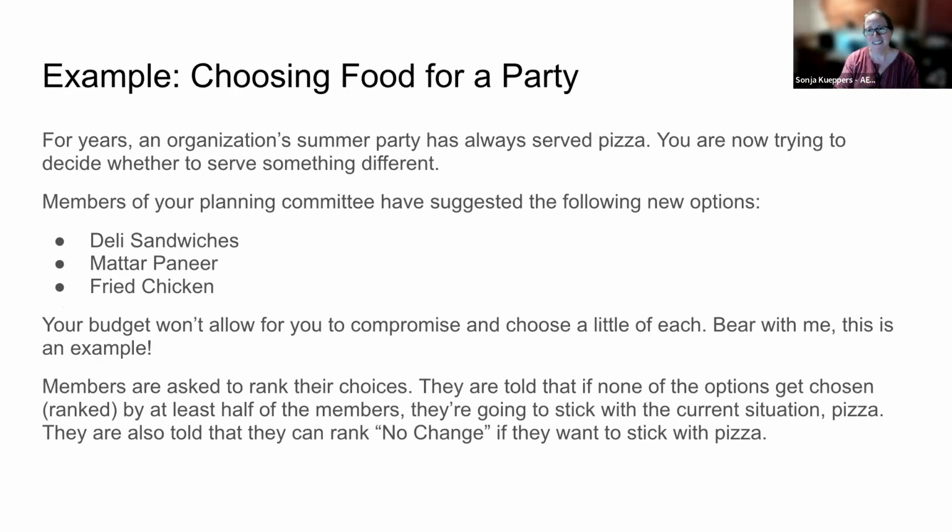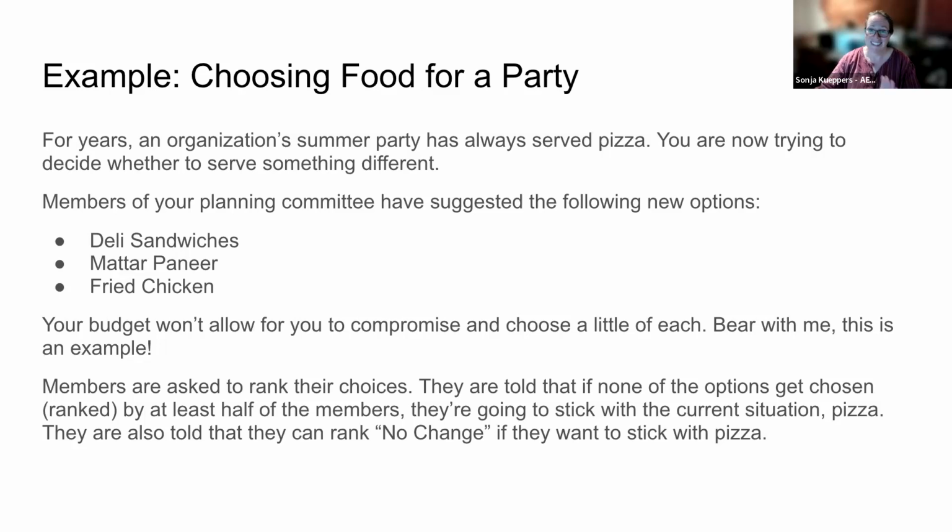Now, because this is not a real scenario, and I'm just giving you an example, you're not allowed to compromise and offer some of each, right? Your budget won't allow it. So the members of your organization are being asked to rank their choices. What do they think we should eat at our summer party? And the members are told that if none of the options get ranked by at least half the members, then we're just going to stick with the current situation, which is pizza. They're also told that they can rank no change if they want to stick with pizza.